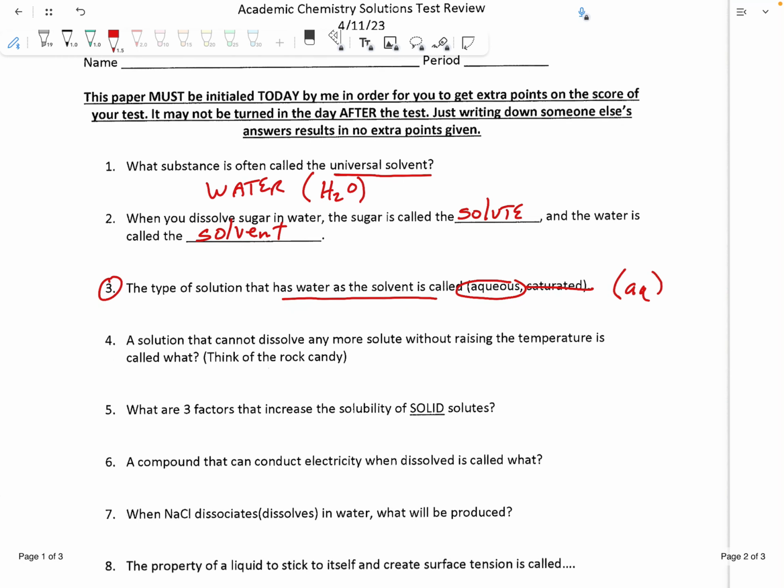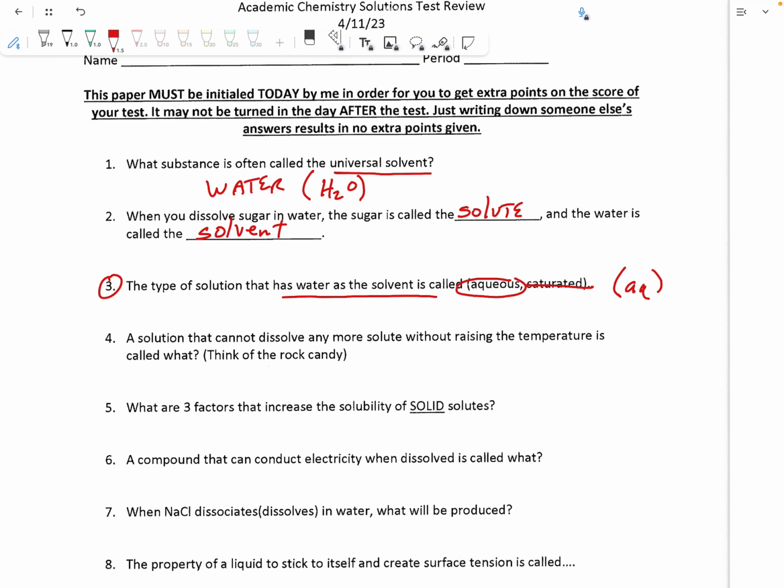A solution that cannot dissolve any more solute without raising the temperature is called what? Well, that would be saturated. We could not dissolve any more solute in there unless we raise the temperature. And then we got about 4.5, close to 5 cups of sugar in that solution. So that would be saturated.